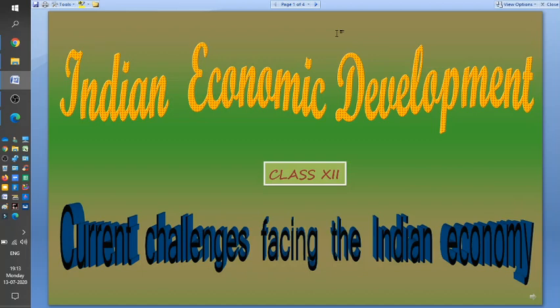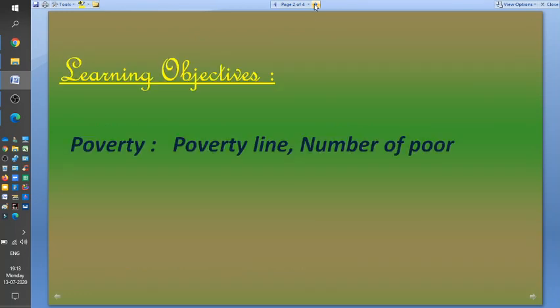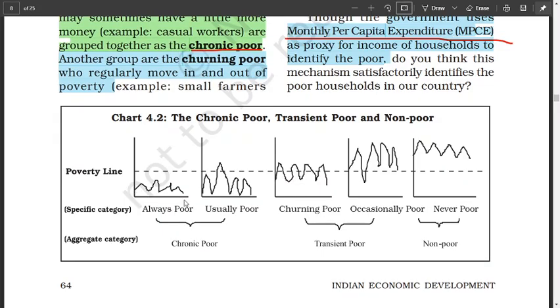Welcome back to our continuing discussion on poverty, a topic under the syllabus of current challenges facing the Indian economy. We have learned about the meaning, and we have learned about the classification of poverty. Today we'll learn about the poverty line and also the extent of the number of poor that are here in India. But first, let me remind you that last class we learned about the classification of poverty.